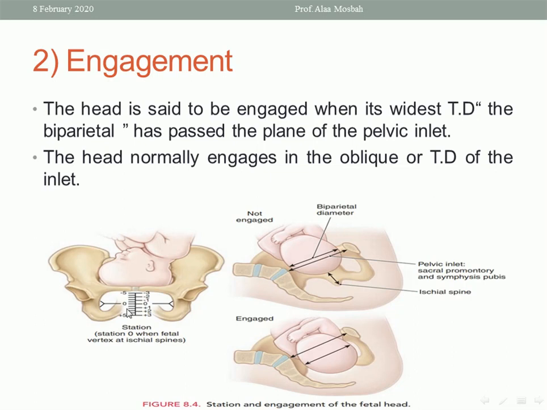1 centimeter below that is called plus 1, 2 centimeters below is called plus 2. If it is above level 0, the level of the ischial spine, it is not engaged. It's called minus 1, minus 2, or minus 3. Engagement can also be diagnosed abdominally by the rule of fifths. If less than 2/5 of the head can be felt abdominally, the head is engaged. The head normally engages in the oblique diameter or transverse diameter of the inlet.